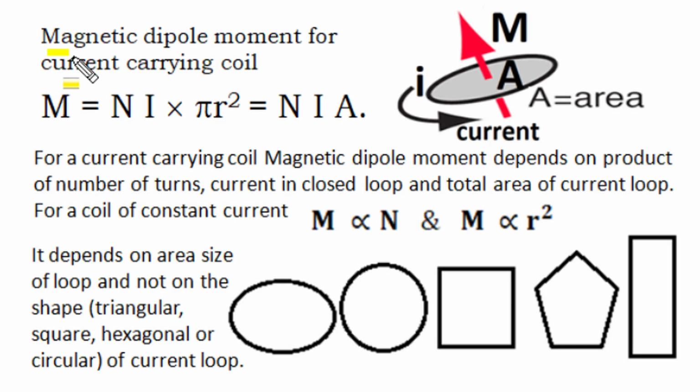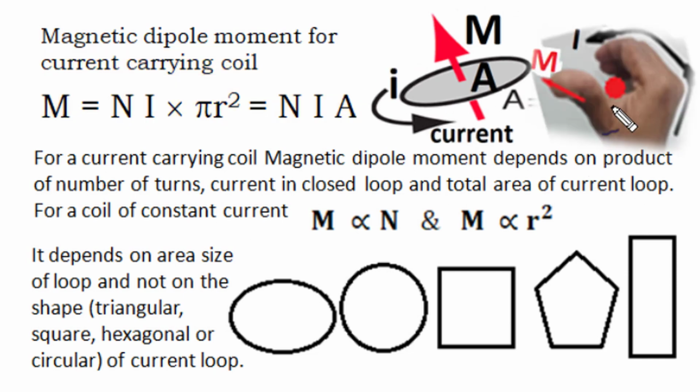For a circular current carrying coil of radius r, this πr² is the area of the current loop, and the product of number of turns, current and area, NIA, is the magnetic dipole moment. Magnetic dipole moment is a vector quantity, and its direction is obtained by Maxwell's right hand thumb rule. It is perpendicular to the current loop, given by the direction of the thumb if the fingers of the right hand are curled along the direction of current in the loop periphery.